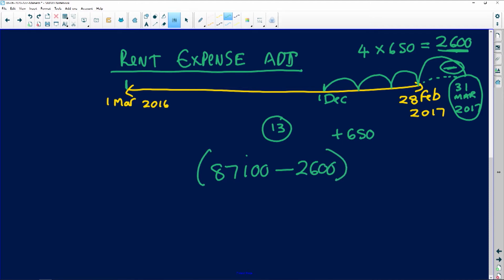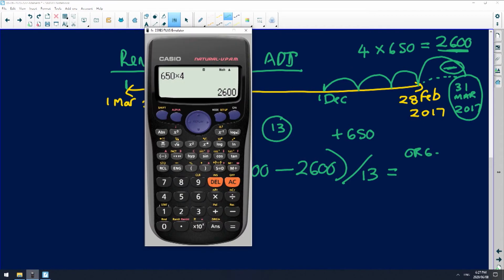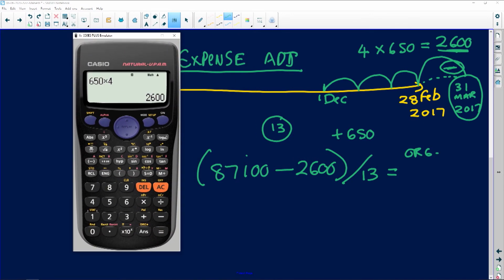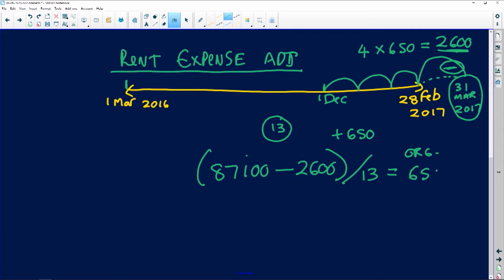And if I now divide this by 13, I will then get my original rent that I've been paying before the increase. Okay, so let's do that on our calculator. So remember, we're taking our total rent, 87,100. We are now subtracting 2,600, right? And then I am dividing by 13. So this gives me my original rent expense per month, 6,500 Rand before the increase.